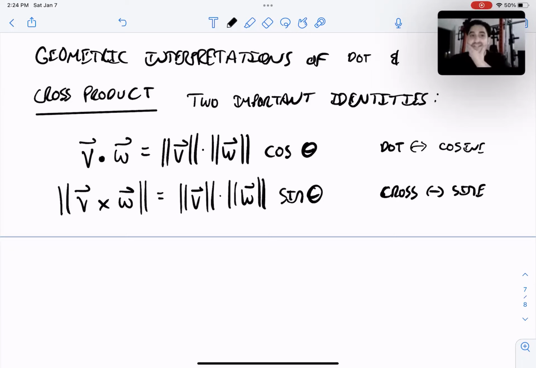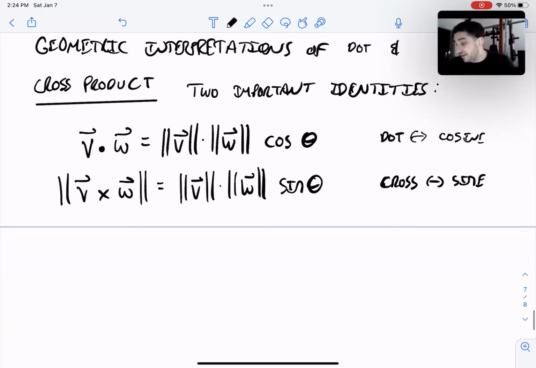cross, right? In each case, it's the product. The left-hand side of the identity is just the vector product, either the dot or the cross, right? And then the right-hand side is the magnitudes of the two vectors you were dotting or crossing, followed by cosine theta or sine theta, followed by the trig function, right? And dot goes with cosine, cross goes with sine, right? So if you can just remember that dot goes with cosine and cross goes with sine, then you can have these two identities packaged up.